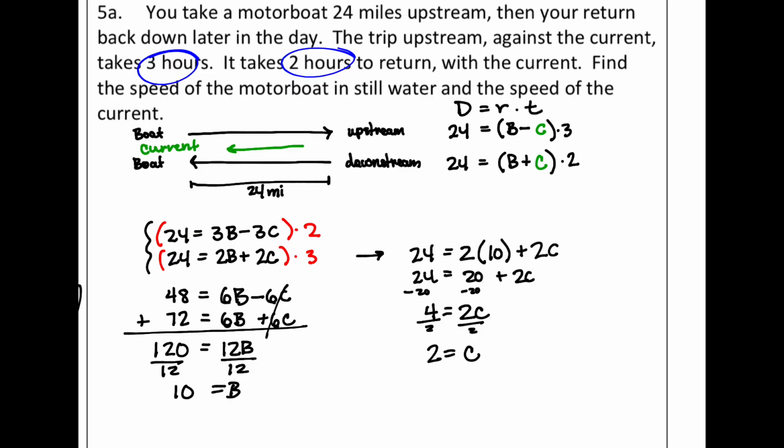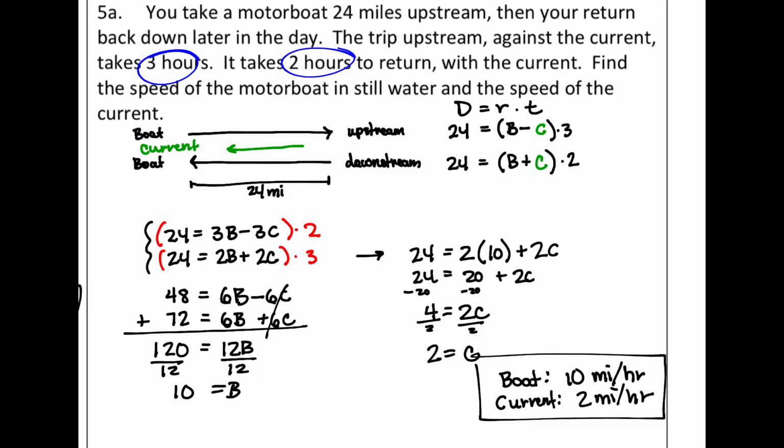Okay, so let's make certain you write the answers completely out. The boat, you could write motorboat if you want to, but boat is fine. The boat is 10 miles per hour. You could do mph. And the current is 2 miles per hour. And there you go. Okay, hopefully you got that one.